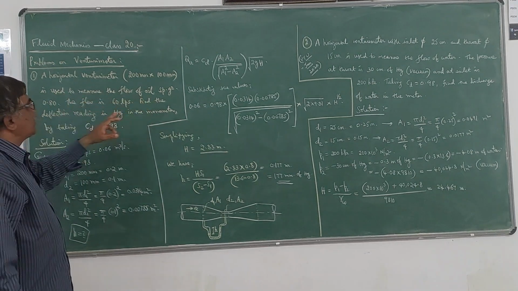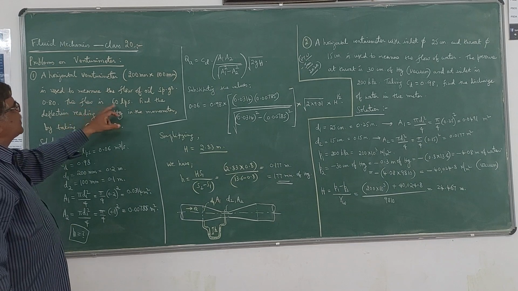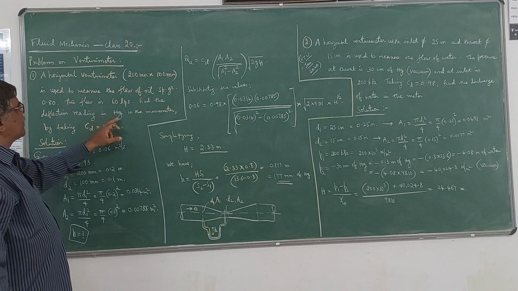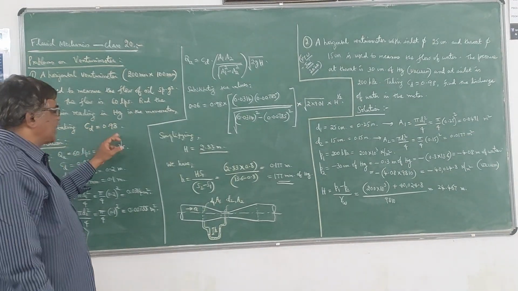So the problem states like this: a horizontal Venturimeter 200 mm by 100 mm is used to measure the flow of oil of specific gravity 0.8. The flow is 60 liters per second, LPS. Find the deflection reading in mercury in the manometer by taking coefficient of discharge, CD value, as 0.98.